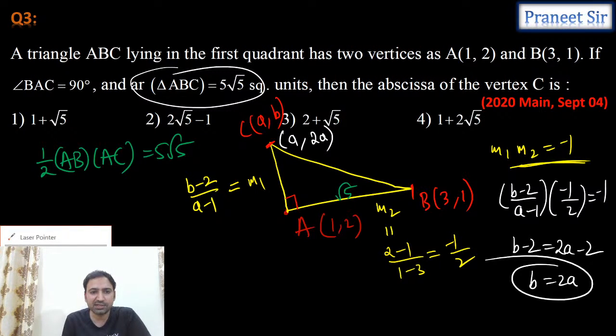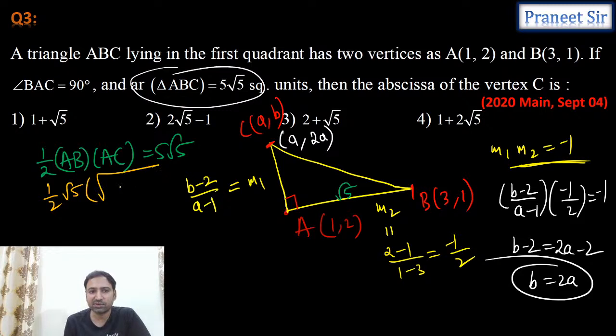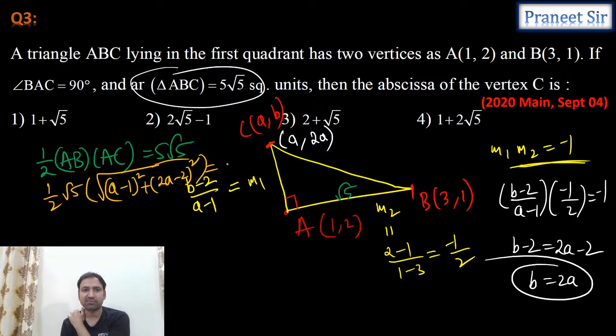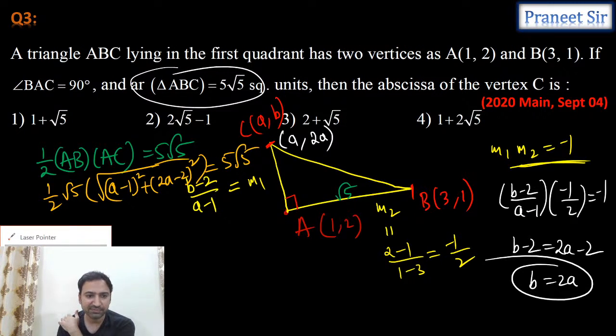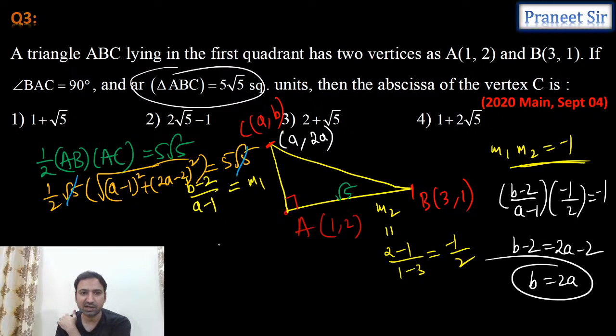When we substitute this value here, 1 by 2 into AB value is root 5 into AC value, which we don't know. Let's calculate the AC value. AC is (a minus 1) whole square plus (2a minus 2) whole square, equals 5 root 5. Root 5 gets cancelled. When we cancel root 5 here, how much are we getting, guys? (a minus 1) whole square plus 4 times (a minus 1) whole square is equal to 100, right? When we square it on both sides.